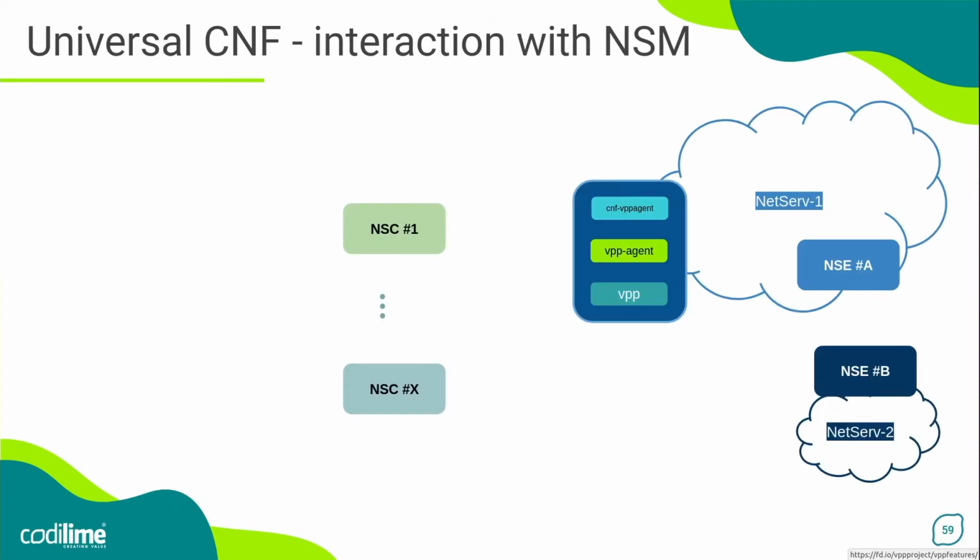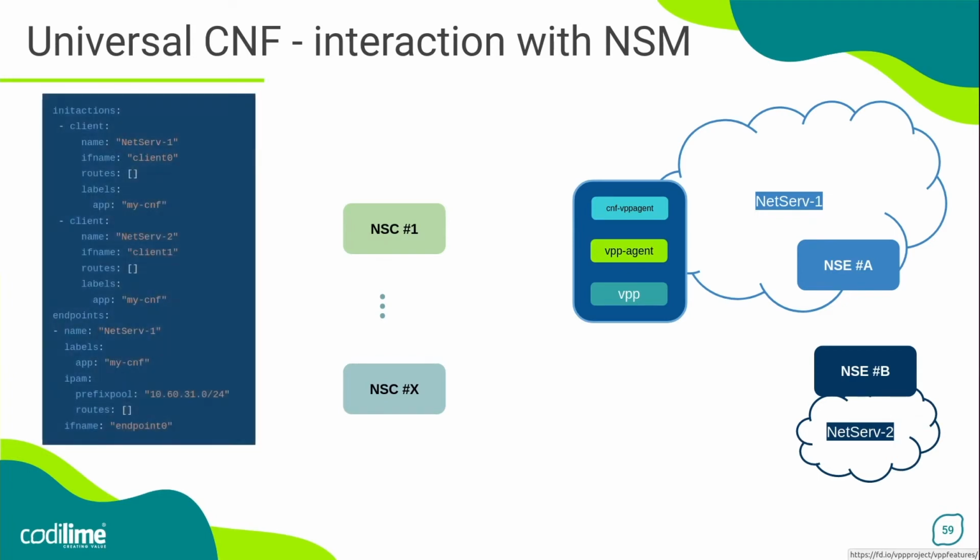How does it work in practice? To configure the UCNF, you need to prepare a configuration file with a dedicated semantics. The config file is parsed by the CNF VPP binary. It talks to the VPP agent, which eventually configures the VPP data plane accordingly. Now, let's analyze the example config.